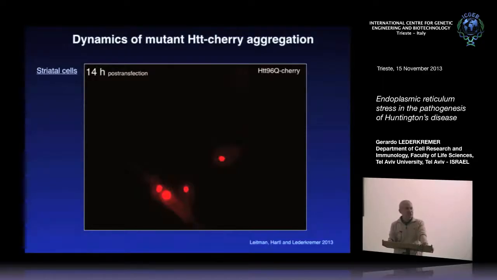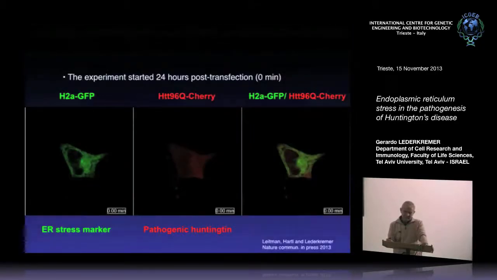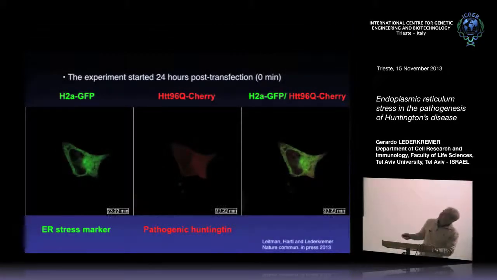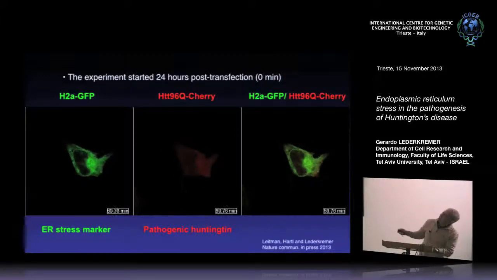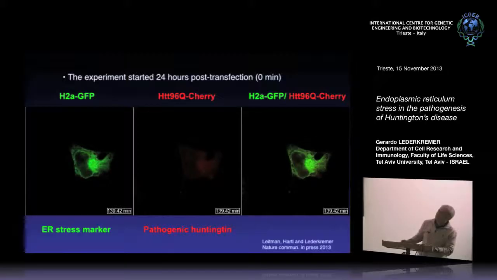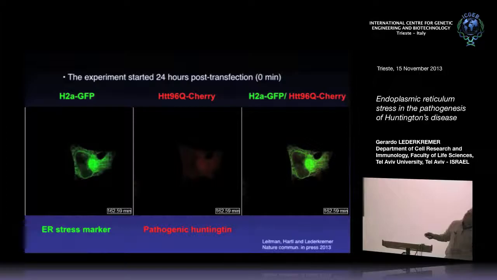And now let's look together with the ER protein. And so here, you can see this is the ER protein, and this is the huntingtin. It's soluble. I don't know if you can see. It's not aggregated. And here, you can see it's already starting to accumulate. You see? It's accumulating, accumulating, no aggregate. Accumulating, accumulating. This is the ERQC. No aggregate, no aggregate. Here, there appears the aggregate.